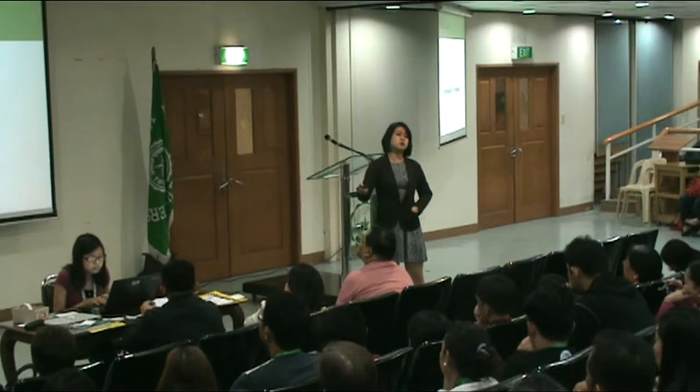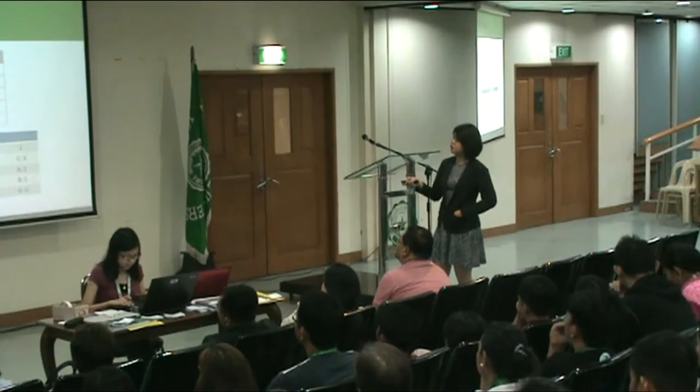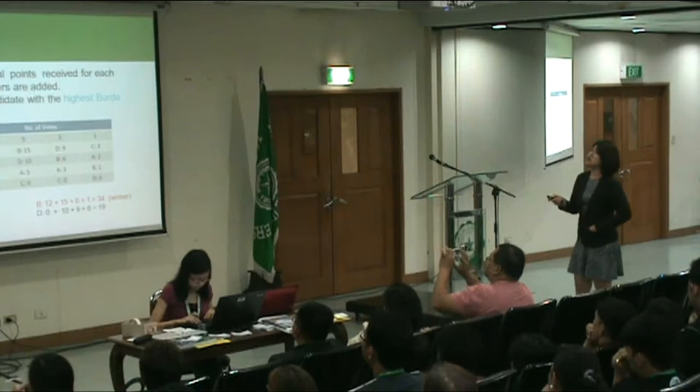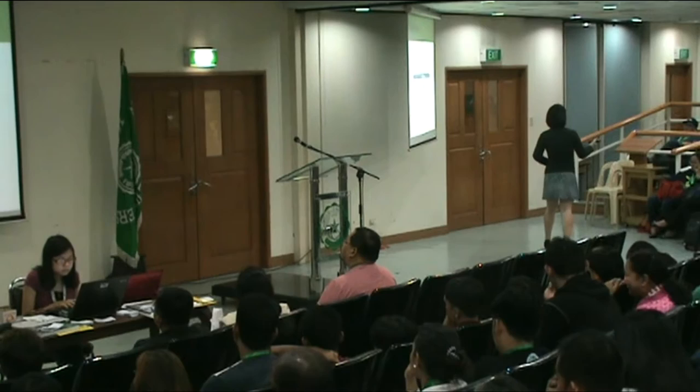Okay, so what do we have here? Let's say candidate A. So candidate A here has 18 points plus 5 plus 3 plus 2. So that will become the Borda score of candidate A. Okay, so the Borda score is the total points received for each candidate from all voters that are added. So obviously, the candidate with the highest Borda score will be our winner. So in this case, that would be candidate B.